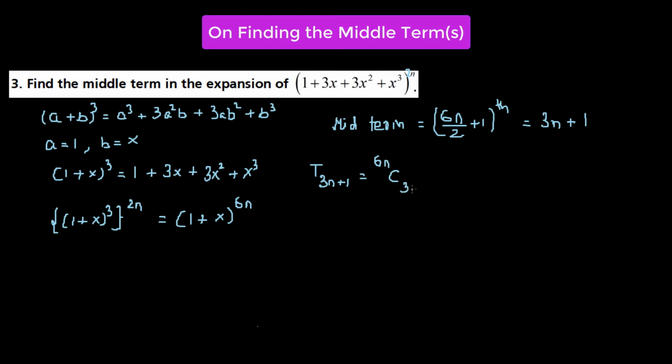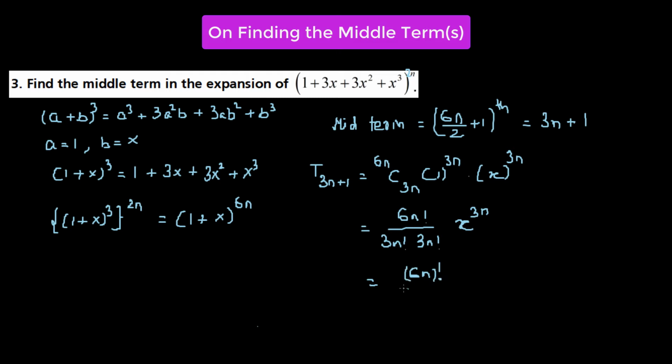6n C 3n. The first term is 1, which is 1 raised to the power of 6n minus 3n, gives us 3n times positive x raised to the power of 3n. 6n factorial over 3n factorial times 3n factorial. 1 raised to the power of 3n is simply 1, and then we have x raised to the power of 3n. And the final answer will be 6n factorial divided by (3n factorial) whole squared times x raised to the power of 3n. So this is going to be the middle term for the given expression.